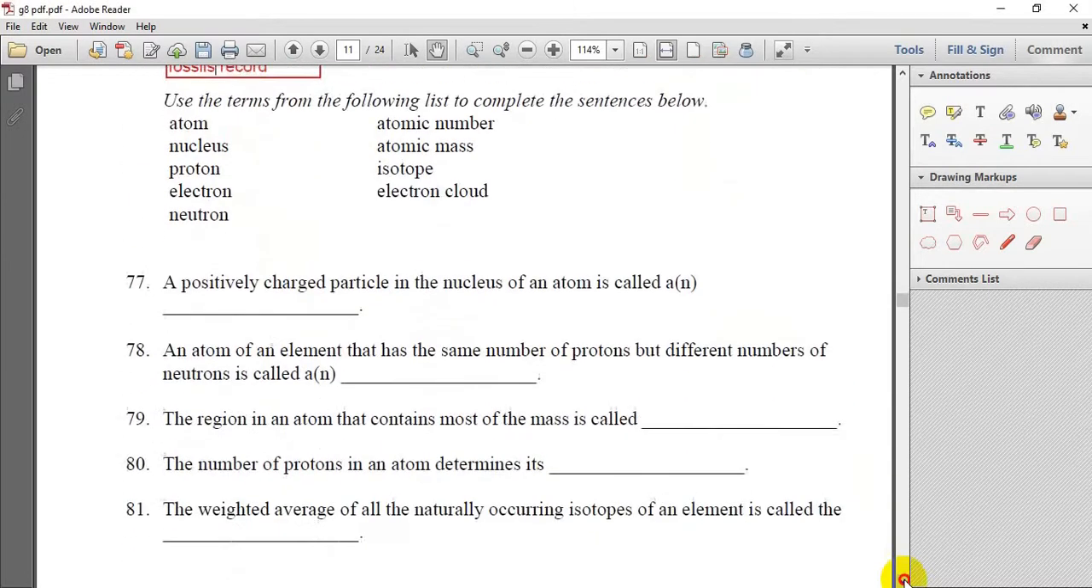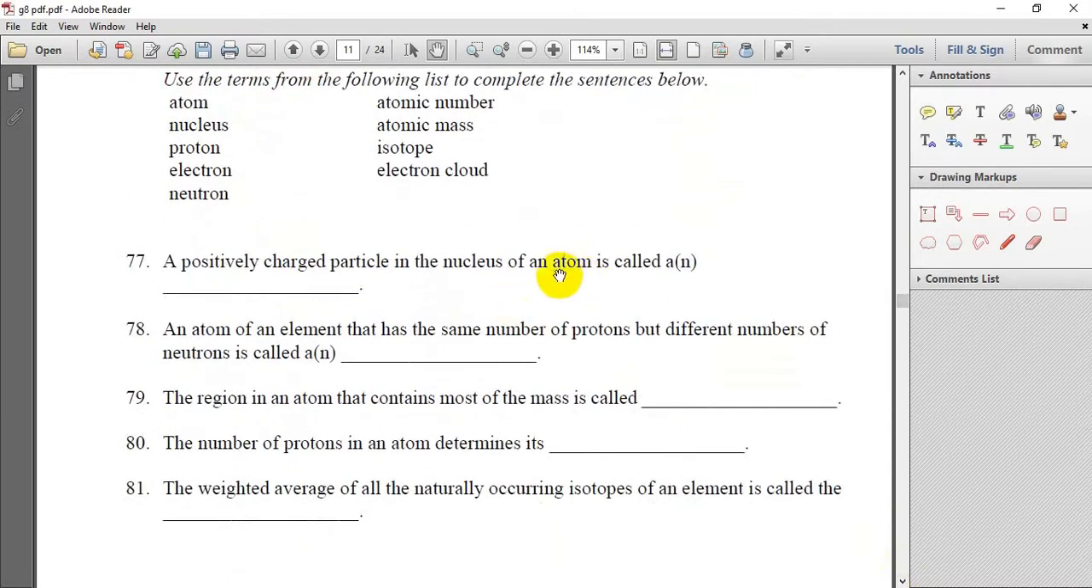A positively charged particle in the nucleus of an atom. The positively charged particles inside the nucleus, they are protons. 78. An atom of an element that has the same number of protons but different number of neutrons. When two atoms have the same number of protons and different number of neutrons, we call this isotopes.